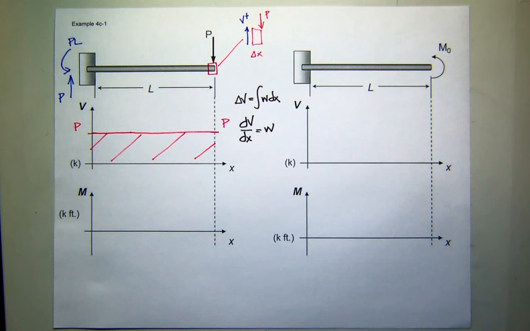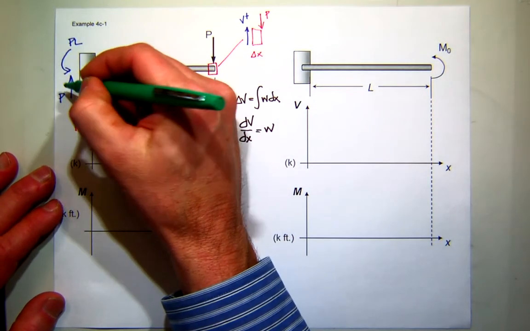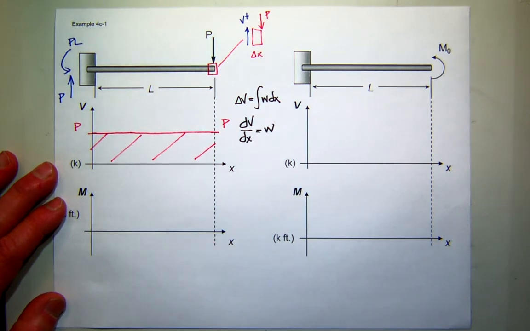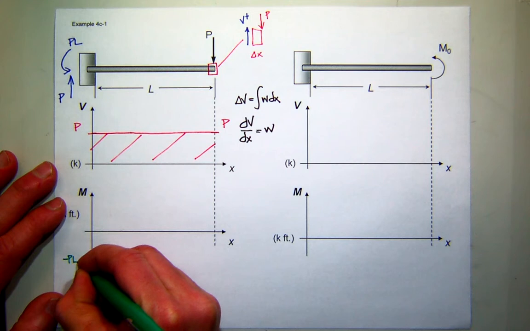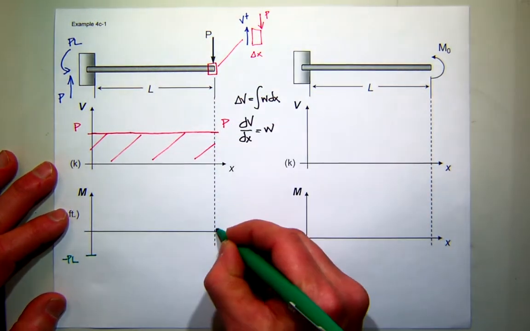Let's start with moment now. What kind of bending moment is this at the reaction? Positive or negative bending moment? It's a negative bending moment. What's the bending moment at the free end? 0.